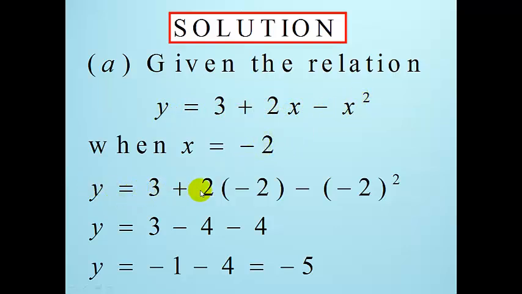So y equals 3 plus 2 times minus 2 minus minus 2 squared. And we have 3 minus 4 because 2 times minus 2 is minus 4. Then minus, take note that minus 2 squared is 4. So we have minus 1 times the 4, and that will give you minus 4. So we have 3 minus 4, that is minus 1. So we have minus 1 minus 4, and the answer is minus 5.